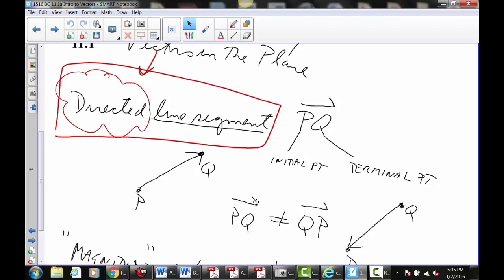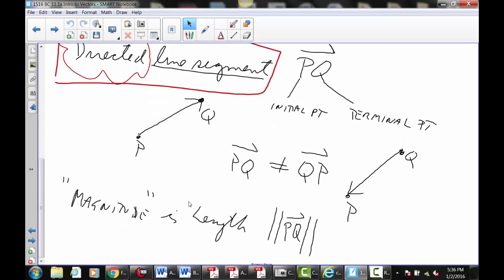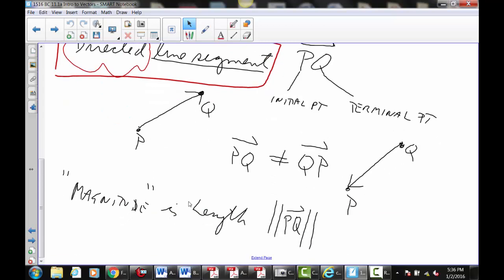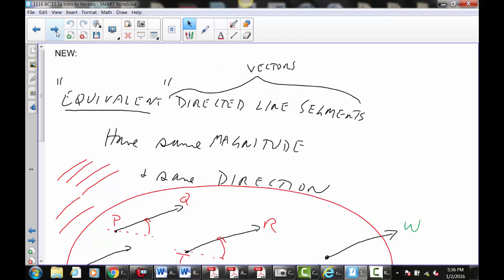So the vector PQ, which is a one-headed arrow, not a two-headed arrow, is important in that the initial point be in the first position, the terminal point in the second position. So the vector PQ cannot possibly equal the vector QP because they have different initial points. This is the vector QP, this is the vector PQ. The length of the vector is called its magnitude, and it's denoted by a double absolute value sign.